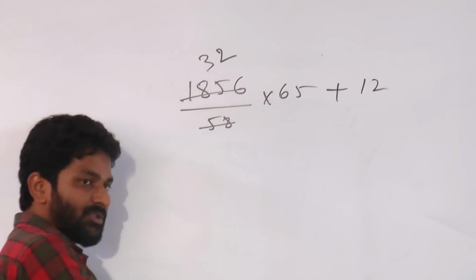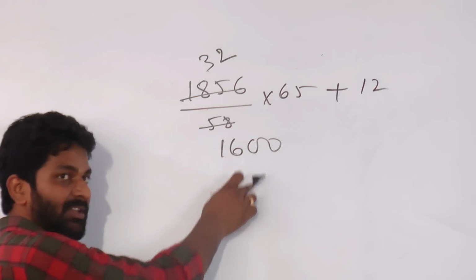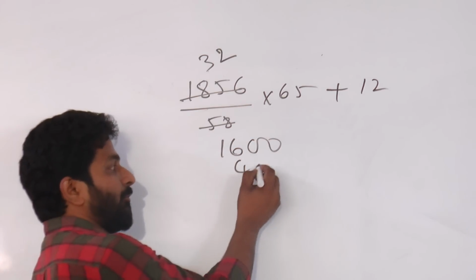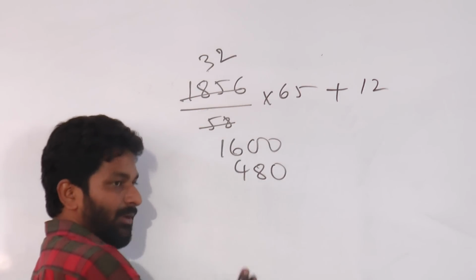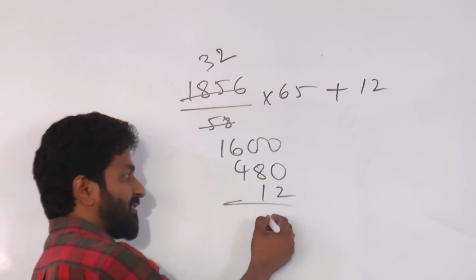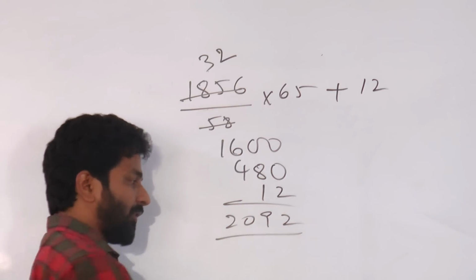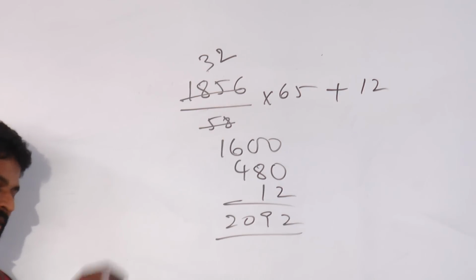100 times is 3200, half is 1600. 10% is 160, 30% is 480. This is 65 times of the number. And then I need to add 12. Right. So this is 2080 and then 12, 2092. Next.